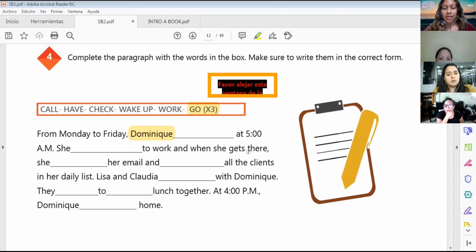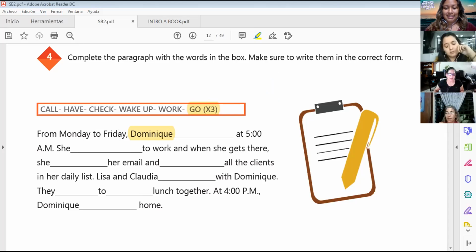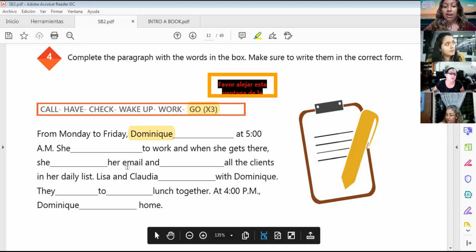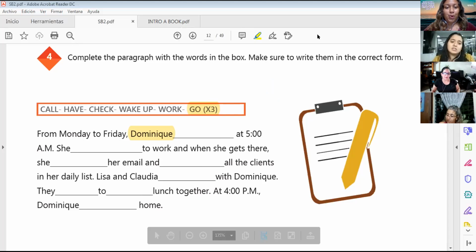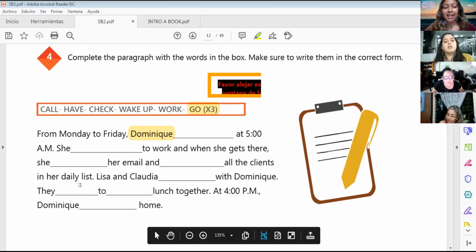And when she gets there, she checks. Like when you say check it, check it. Okay, so she checks her email and calls. Calls what? Calls all the clients. All the clients in her daily list. In her daily list.